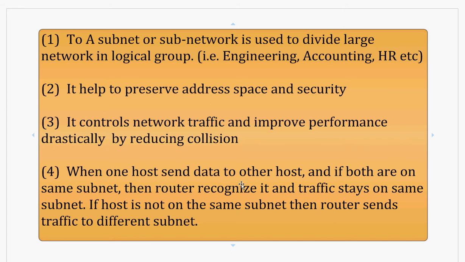So when one host sends data to the other host and both are on the same subnet, then the router recognizes it and the traffic stays on the same subnet. But if the host is not on the same subnet, then the router sends the traffic to a different subnet.